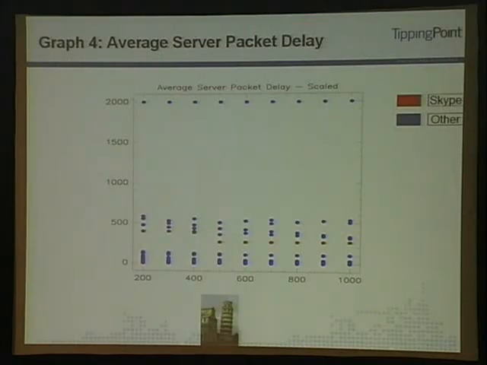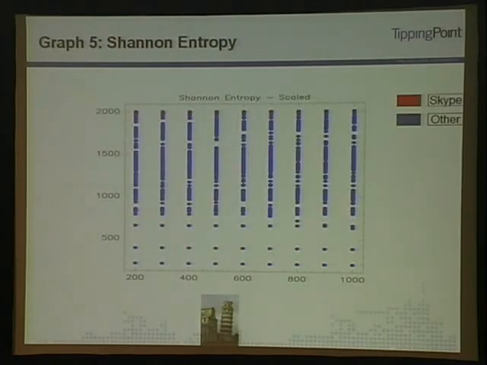And then the average server packet delay, it's the same thing going the opposite direction. You'll note that it's once again falling into a very distinct range. It's very easy to spot where that is in the graph. And it's not just Skype.